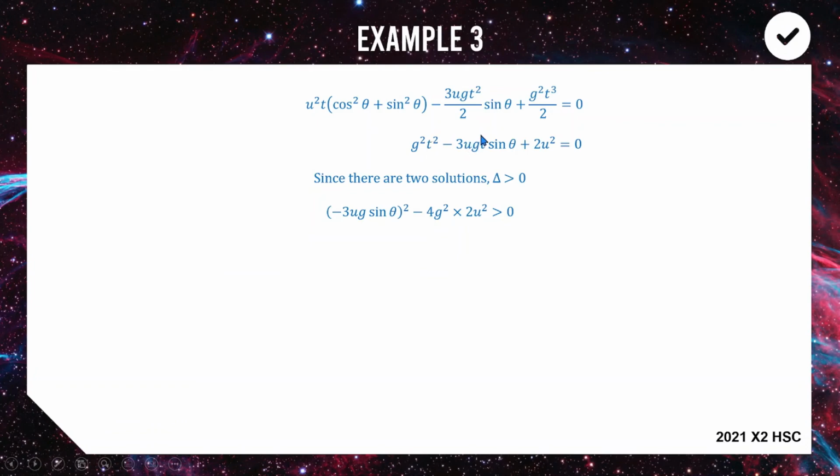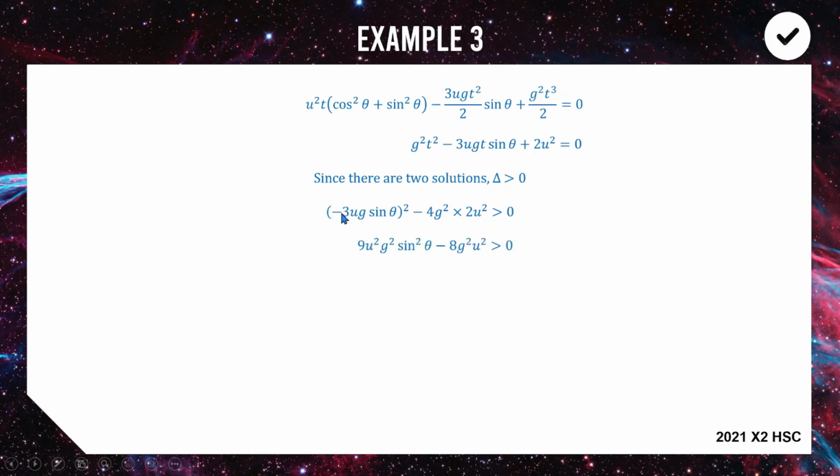All right, so our b, which is in front of our t, is the minus 3ug sine theta, that's our b right here. So we've got b squared minus 4 times a, which is the g squared, times c, which is the 2u squared. Now this expression is going to be greater than 0 because the question said there are 2 times at which these 2 vectors are perpendicular, which means the dot product is equal to 0. So it's all coming together now.